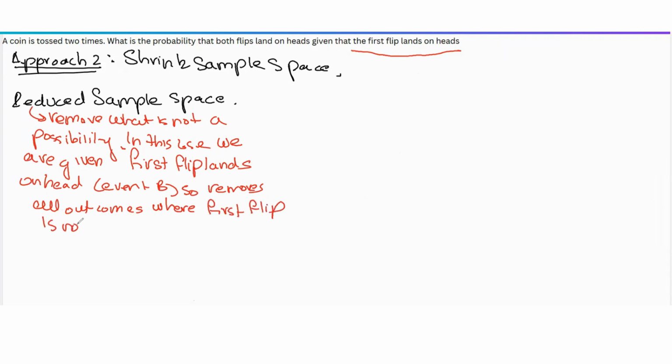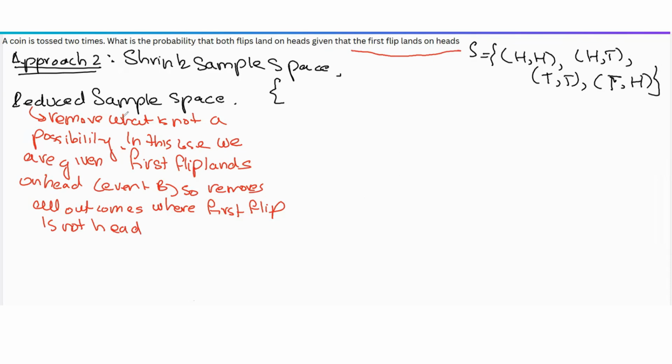We're told that the first flip is head, so we can remove all the outcomes in the sample space where the first flip is not a head and find a reduced sample space. Our sample space was head, head; head, tail; tail, head; tail, tail. A sample space is the set of all possible outcomes, and when you toss two coins, all of these are possibilities. But we're already given that the first flip lands on head, so we remove what is not a possibility. This can be possible because the first flip lands on head. This can be a possibility. This cannot be, and this cannot be a possibility.